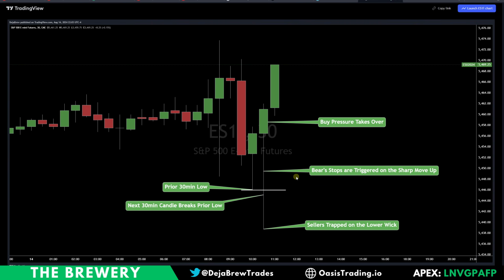Now, typically, as I talk about in my other videos, there are many different targets. You can target prior candles' highs, you can target VWAP, you can target value levels. It really just depends on what levels you like to use in your trading.